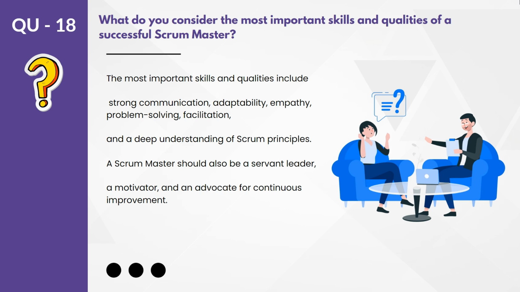At the same time, he should have a deep understanding of scrum principles. He should understand the scrum values, the ceremonies, the roles and responsibilities, everything. He should have a good understanding; only then can he manage the scrum team. And the scrum master should also be a servant leader. Servant leader means he is enabling the team to do the things.